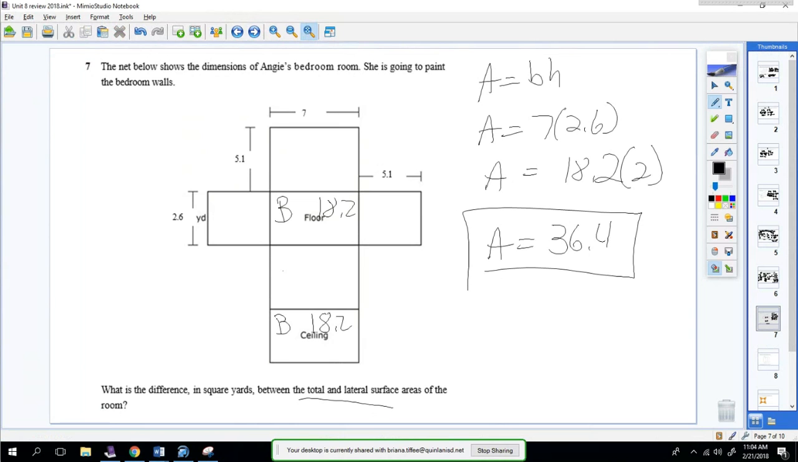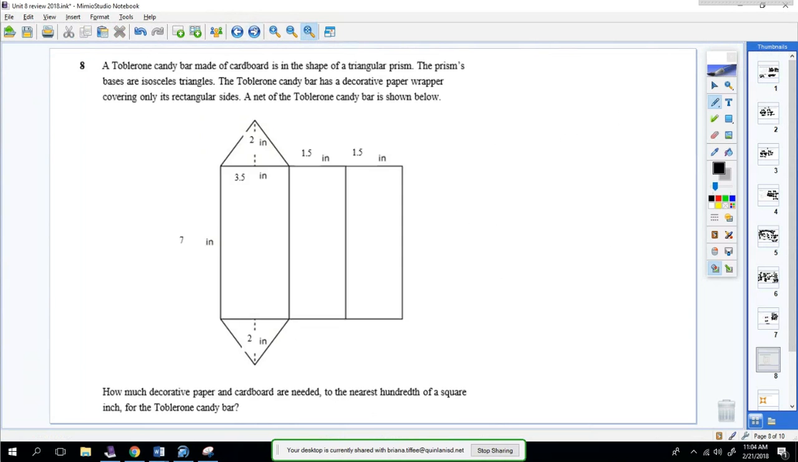Okay, number 8. A candy bar made of cardboard is in the shape of a triangular prism. The prism bases are isosceles triangles. The candy bar has decorative paper wrapping covering only its rectangular sides. A net of the candy bar is shown below. So how much decorative paper and cardboard are needed?